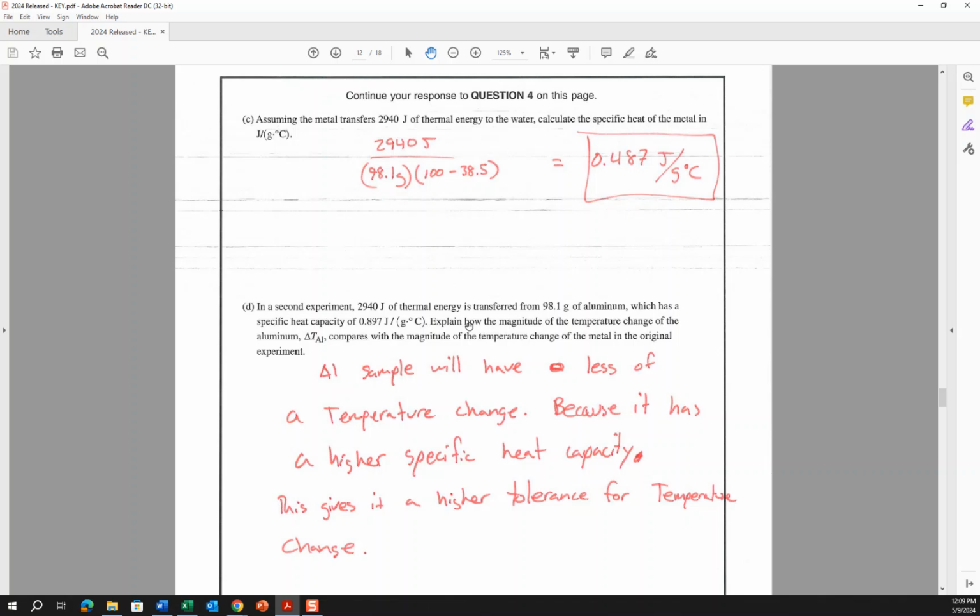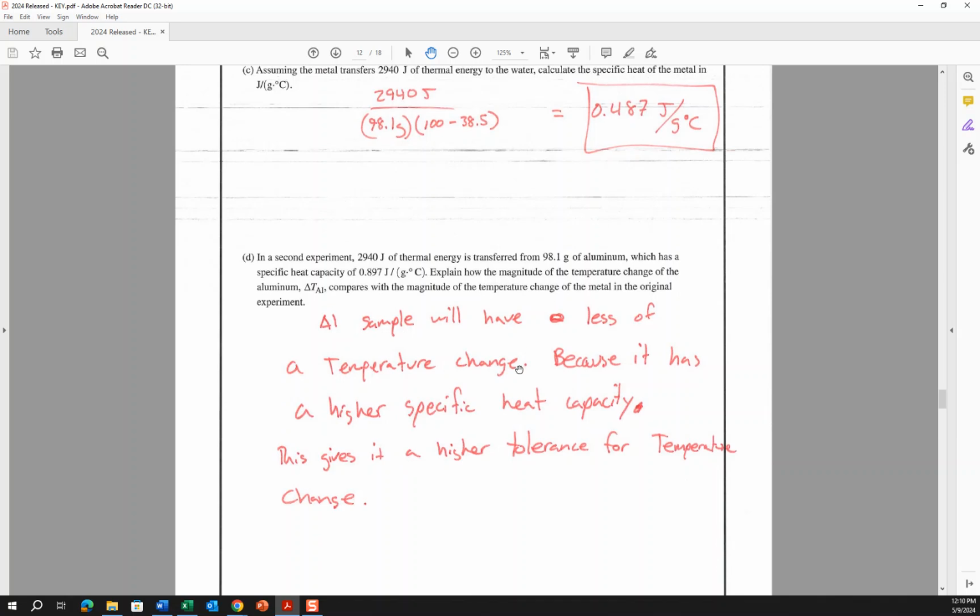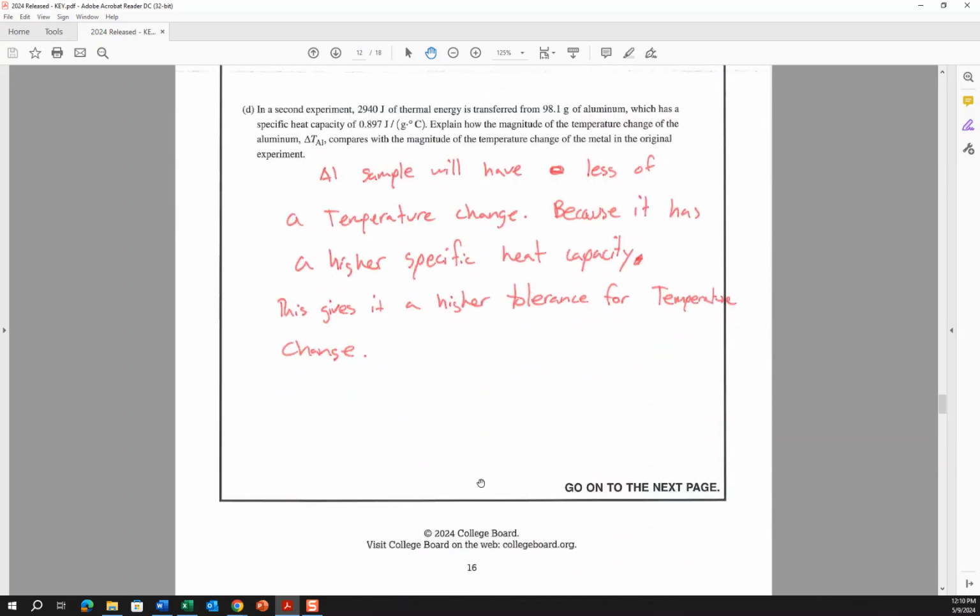So the higher the heat capacity, the less fluctuation it will have with temperature change. So we should expect the aluminum sample will have less of a temperature change because it has a higher specific heat capacity compared to what we calculated in part C. So if you calculated a number greater than this and you said the aluminum sample will have more of a temperature change, then you'd probably be right there. Again, they would read down, but it's just because the aluminum has a higher specific heat capacity, and this gives it a higher tolerance for temperature change. Okay.